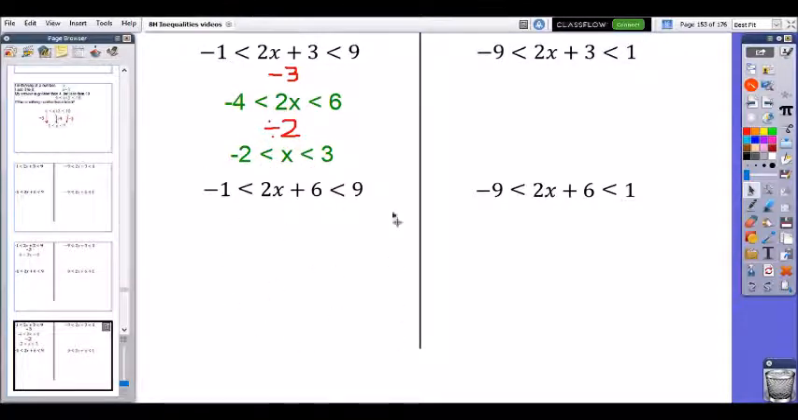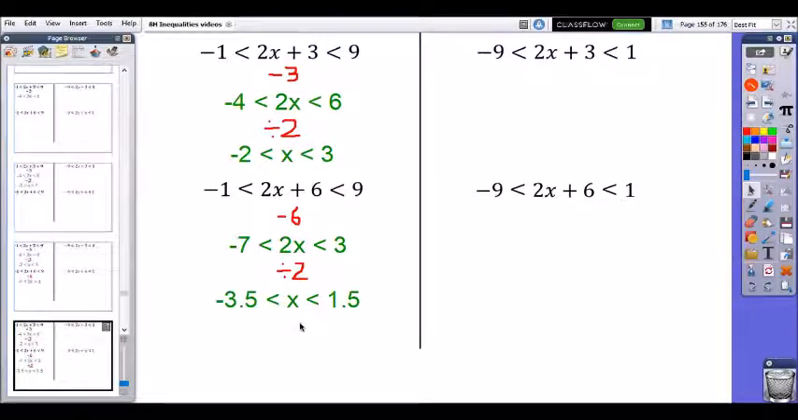Okay, next on we're going to do the bottom left one. So I don't want that 6 to be there, so let's take it away. Instead of 2x, I want 1x, so I divide it by 2. So my answer, x must be greater than negative 3.5 but less than 1.5. Alright, it's perfectly fine to have a decimal number in my answer.